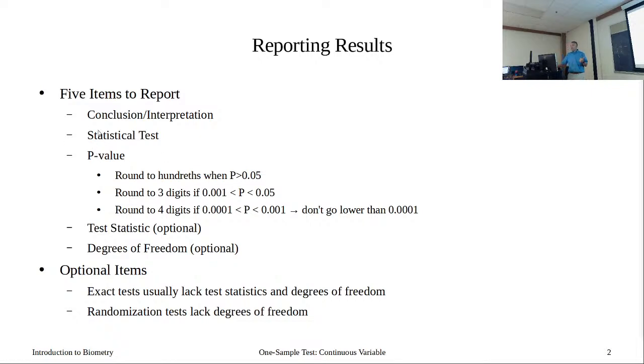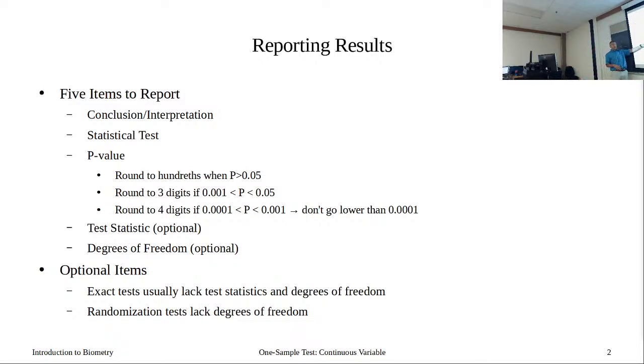We then have to state what statistical test was performed. We then have to give a p-value. We have to give our test statistic, and we have to give our degrees of freedom. Now, I listed test statistic and degrees of freedom as being optional because there are some tests that do not have a test statistic. There are some that do not have degrees of freedom. For example, our randomization test. We don't have a test statistic. We don't have degrees of freedom.